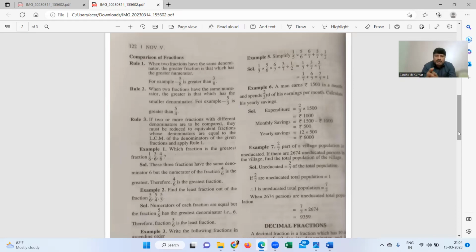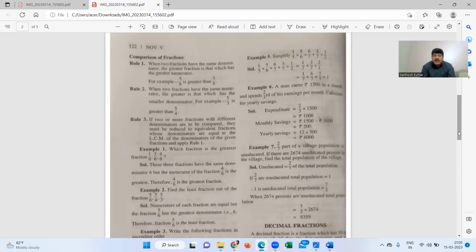And rule number 2, when two fractions have the same numerator, the greater is the one which has the smaller denominator. For example, 5 by 3 and 5 by 4. Here, if you observe, the numerators are equal. The first numerator is 5, as well as the second numerator is also 5, isn't it? So whenever the numerators are equal, we need to compare the denominators. Whichever denominator is smaller, that fraction is bigger.